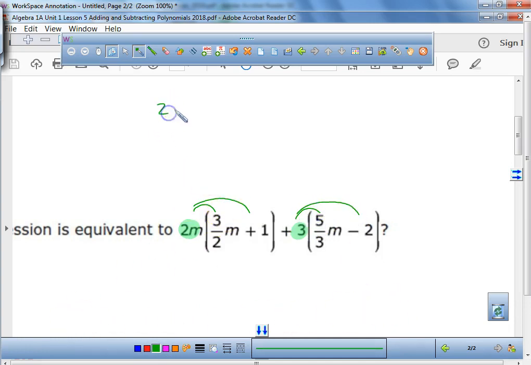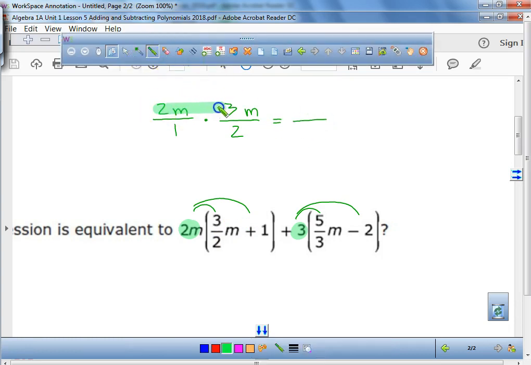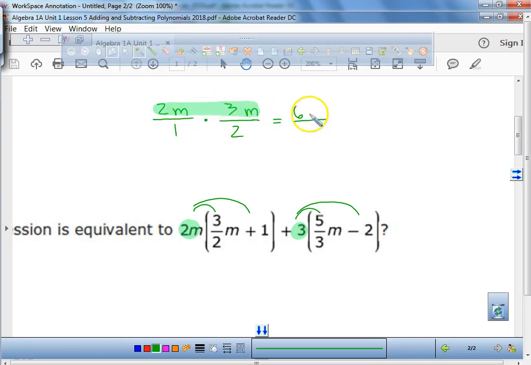If I have a 2n, which is 2n over 1, and I multiply that by 3 over 2, and if there's an n right there, that's basically saying there's an n in the numerator, okay? What's just the product of the numerator? Just by hand. That's a 6, right? And n times n is n squared. So something you guys need to know.